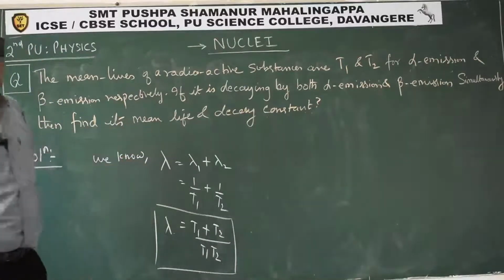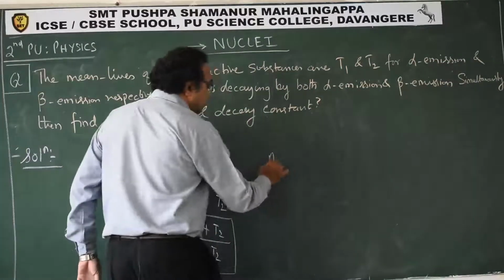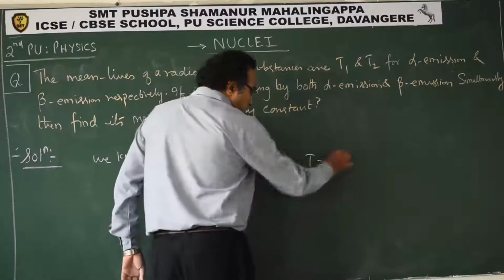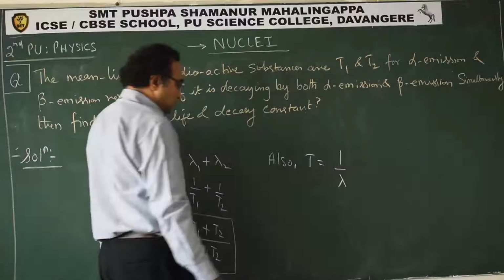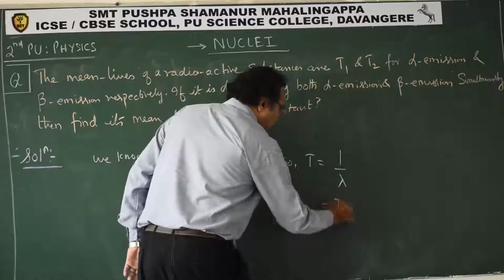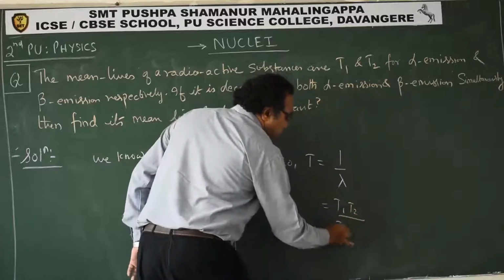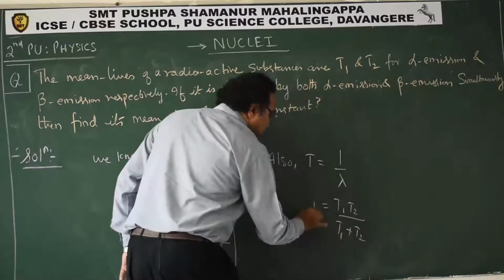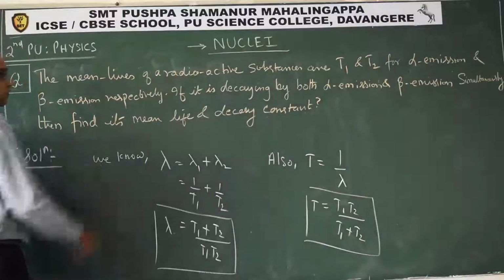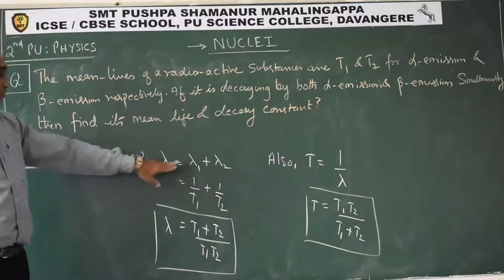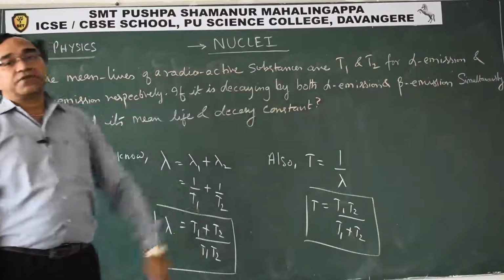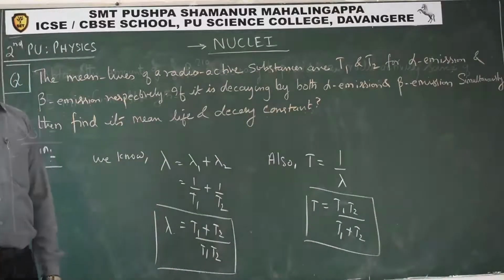What about mean life? Mean life is 1 by decay constant. So that is T1 T2 by (T1 plus T2). As simple as that. This is the fundamental equation. Decay constant is the sum of the decay constants for alpha emission and beta emission.